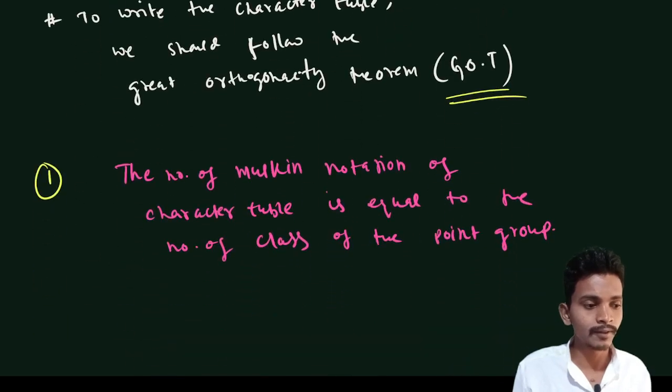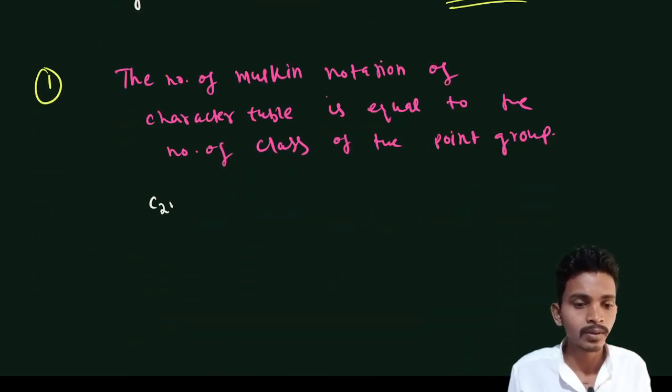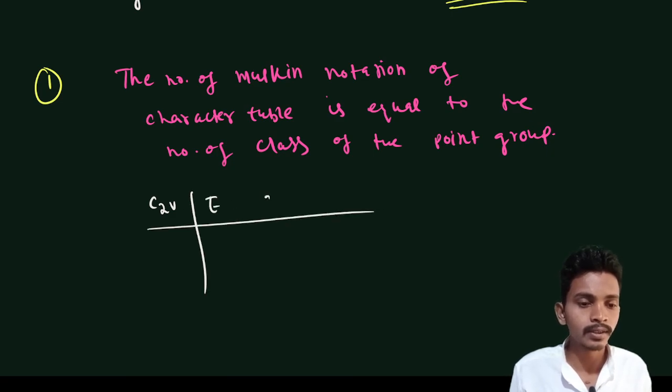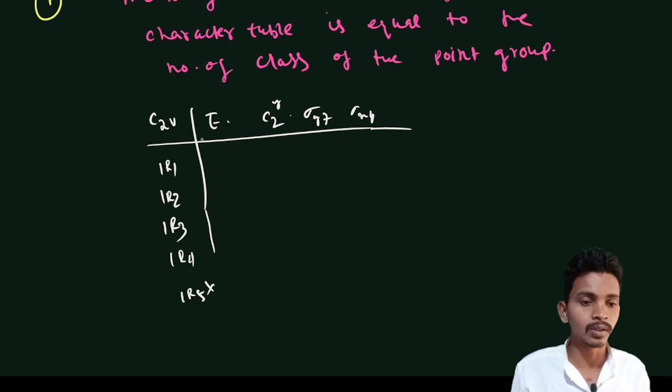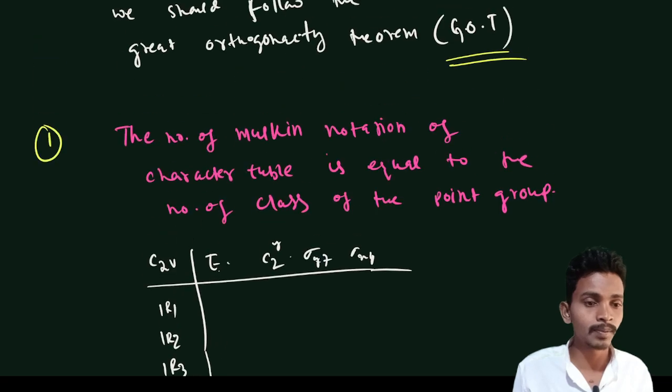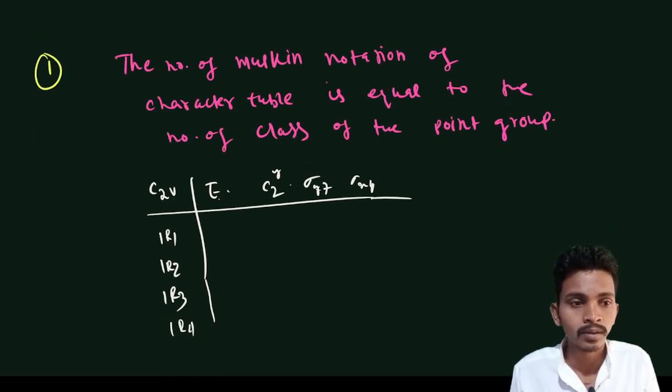Okay. So similarly, if you take the example of water, then C2v here has E, C2, sigma xz and sigma yz. Then how many classes do we have? 4. So here also I have to write IR1, IR2, IR3 and IR4, not IR5, because the number of notations of irreducible symbols will be the same as the number of classes. This is the first postulate, postulate 1.